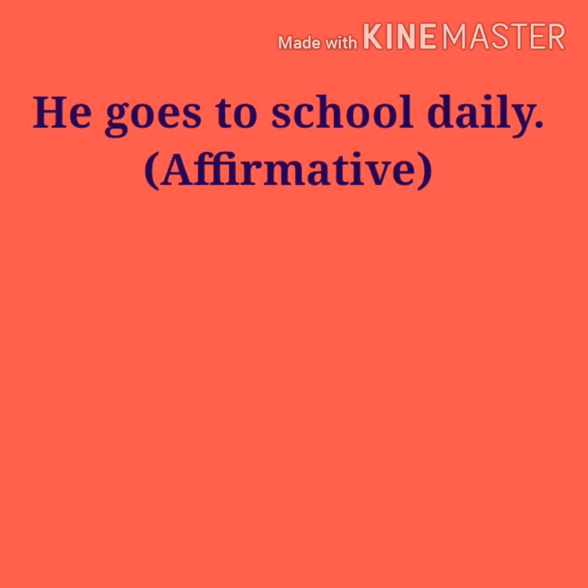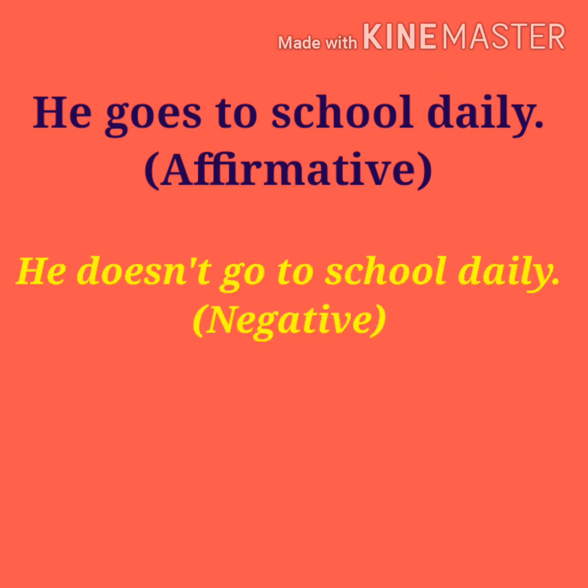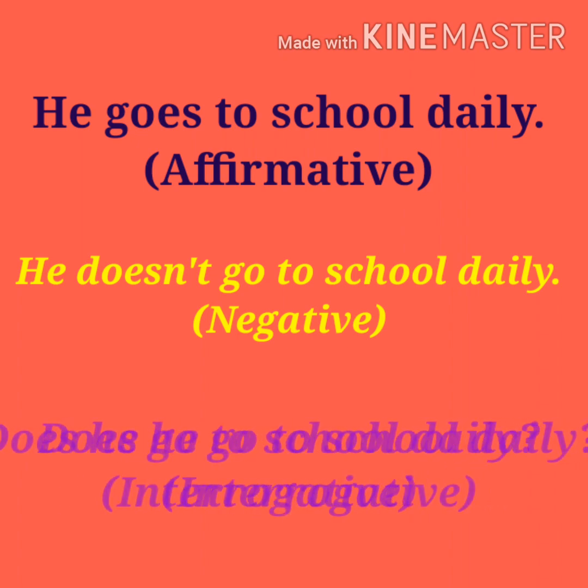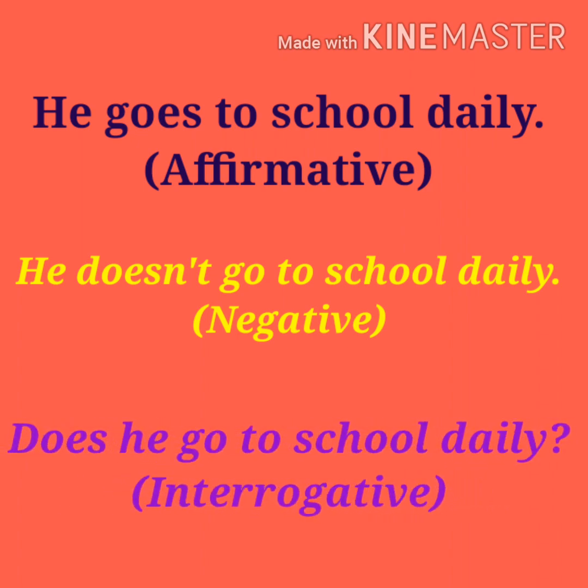Like he goes to school daily. This is an affirmative sentence. Yes? Then negative one, he does not go to school daily. Yes? And the third one, which is interrogative sentence, does he go to school daily? Okay? So you can easily get the idea that question mark type of sentences are called interrogative sentences, and where the sentence has not, that sentence you can call as negative sentences.